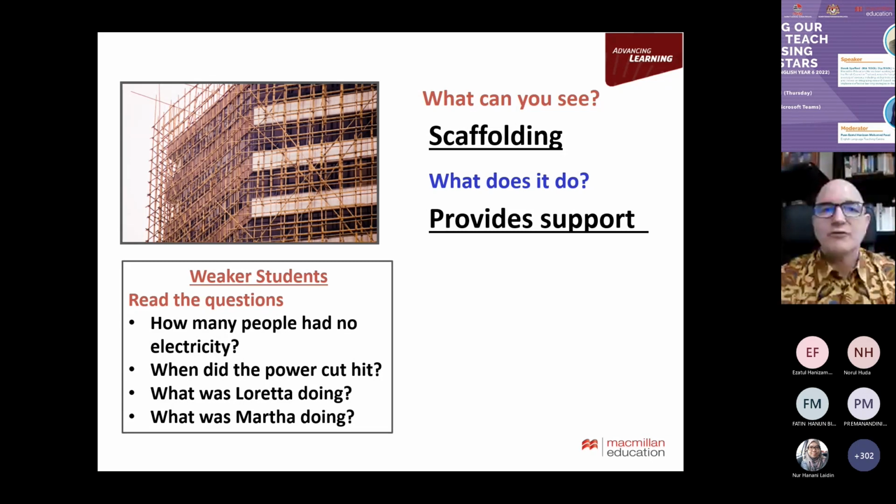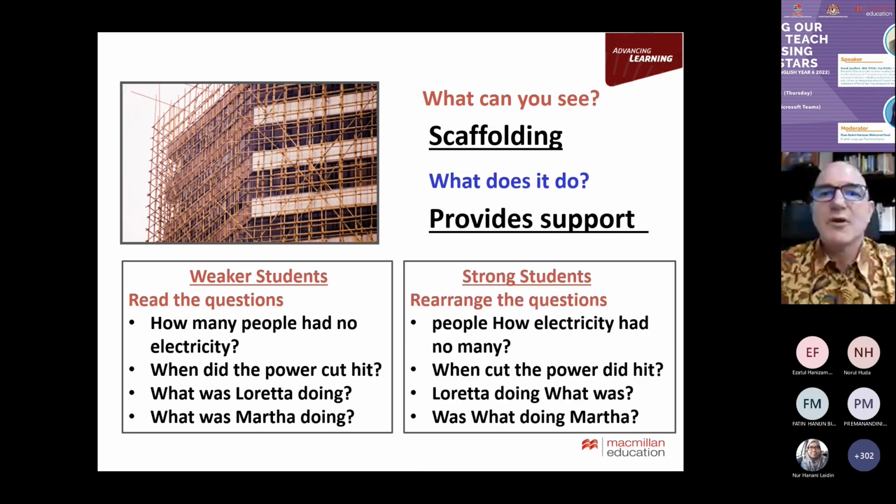With my stronger students, because of mixed ability classes, I'm going to give them the questions, but they have an extra task to do. Don't worry about spelling in a chat box. Everybody makes mistakes in the chat box. Don't worry at all. With my stronger students, I've given them the same questions, but I've mixed them up to give them a little bit more of a challenge. So I'm differentiating my learning, and I'm making sure that everybody can complete the activity.